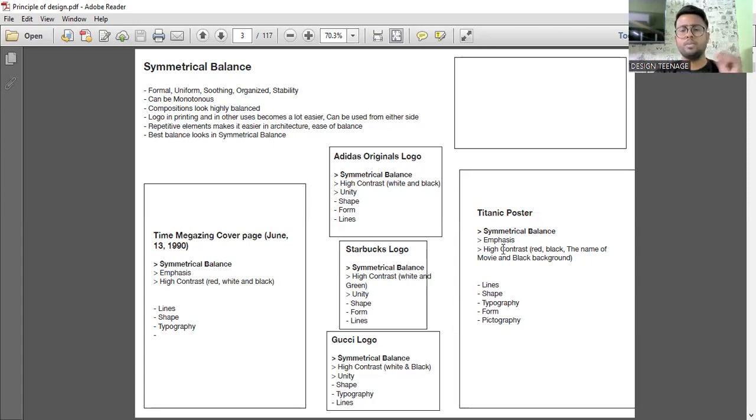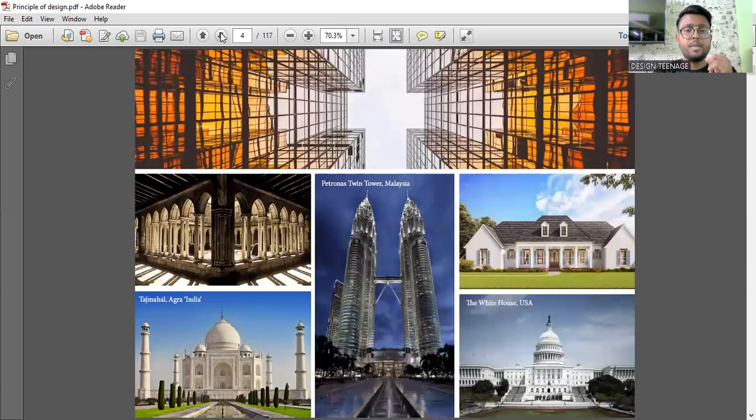We will not go into detail about what each of these compositions has, because we have not already gone through the other design principles. We can come back once we are done and then we might have a better idea of all these things. So moving on to some of the other best examples in structures in terms of symmetrical balance.